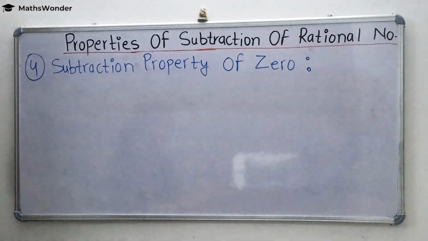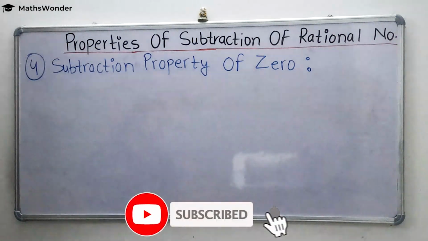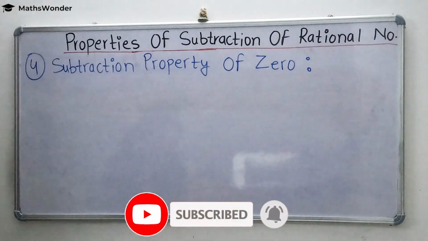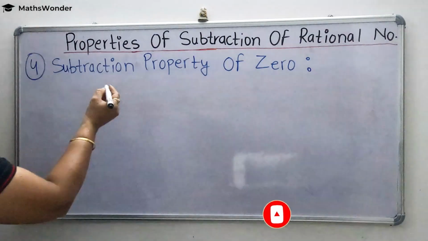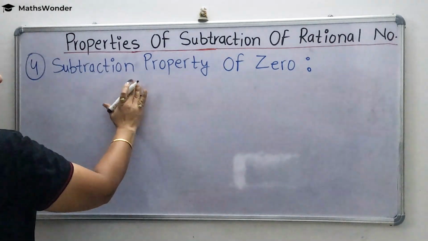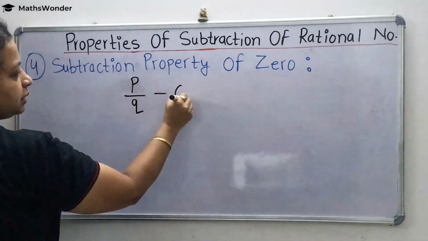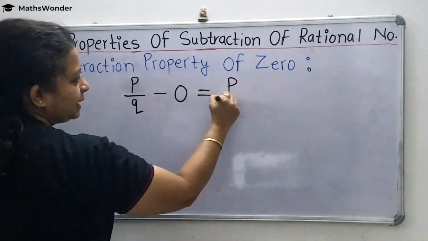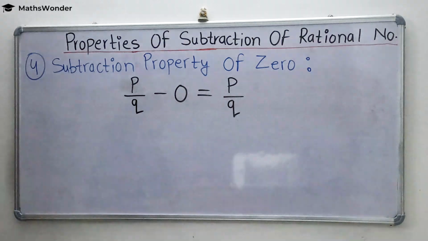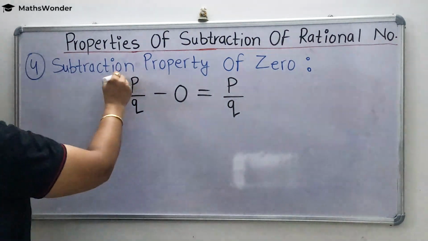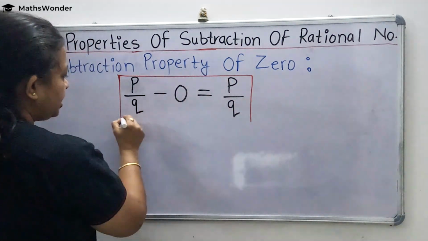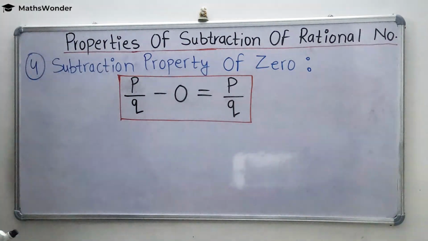Subtraction property of 0. What is this? The result of subtracting 0 from a number is the number itself. Yeah, the number itself. So suppose we are taking a rational number, P over Q. When you subtract 0, you will get the number itself, right? So this is the format of the 0. Like we have done in addition, if you remember, the additive identity and additive inverse, okay? But the inverse of fraction.